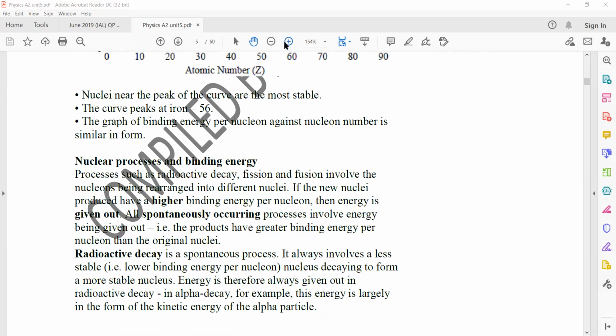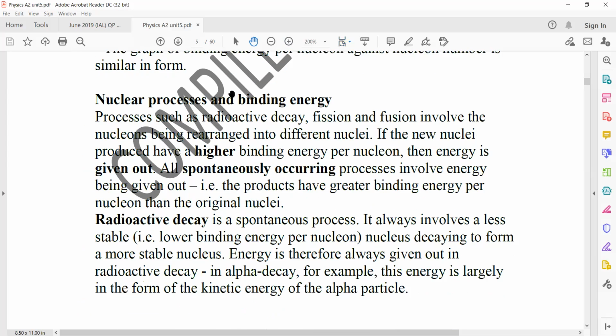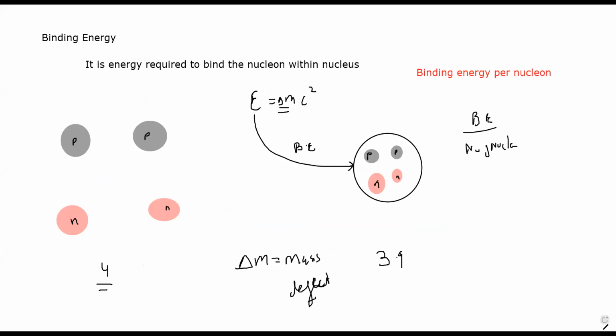And how can we relate a nuclear process and the binding energy? For example, a process such as radioactive decay. What is radioactive decay? Radioactive decay means the nucleus is unstable and unable to hold the heavy part, with so many nucleons inside, and the nucleus is unstable to hold these particles, so it starts to emit the particles and energy, and we call that radioactivity.